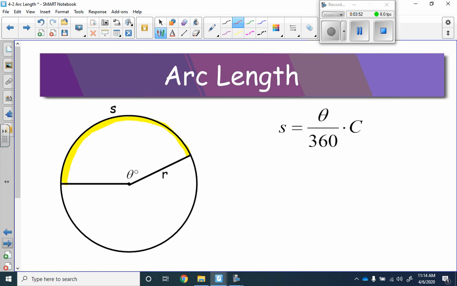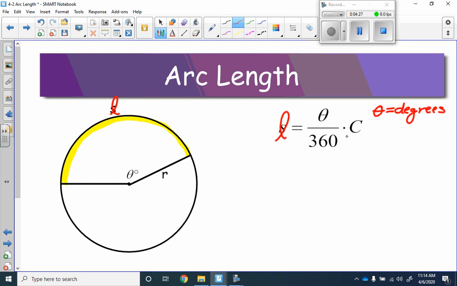That leads me to using this formula right here, and I was using L instead of S. Since I was using L, I'll use L. Your arc length is equal to theta divided by 360 times capital C. Theta is referring to your degree. Now, there's a chance that theta could be in radians. We're going to use a different formula for this. This is when theta is in degrees. So theta equals degrees.